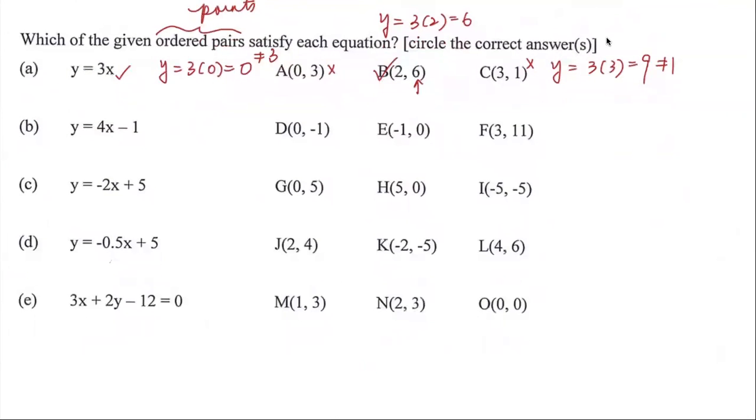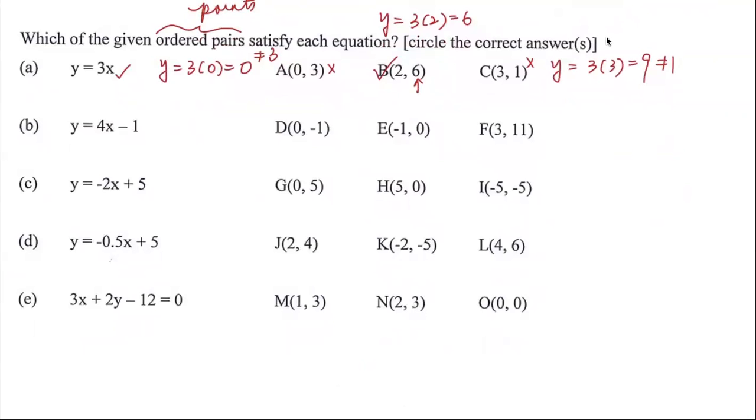Let's try part B. The equation given here is y is equal to 4x minus 1. If we plug 0 in the equation, y will be 4 times 0 minus 1. That would be minus 1, right? Does it match? It does. Minus 1 is equal to minus 1 here. So this is the correct answer. So this point satisfies the equation.